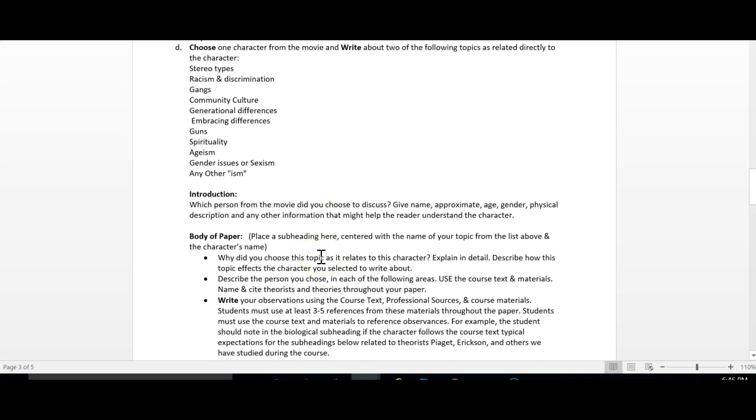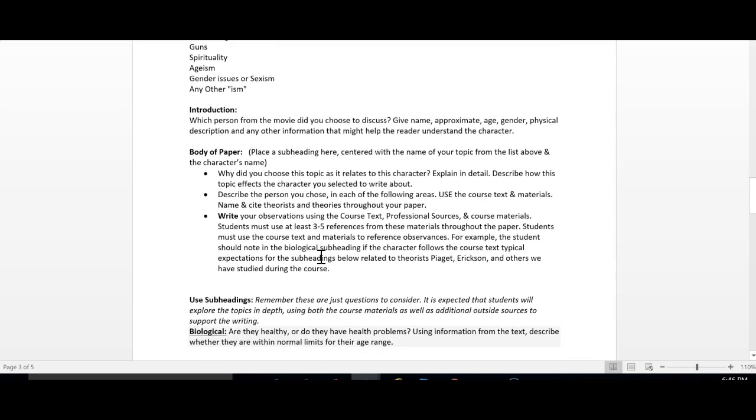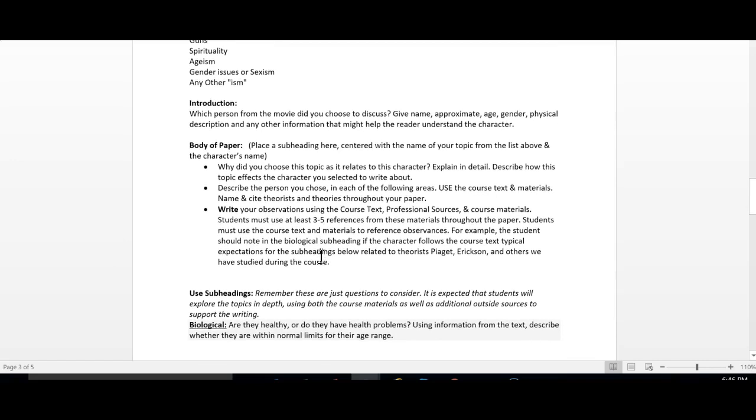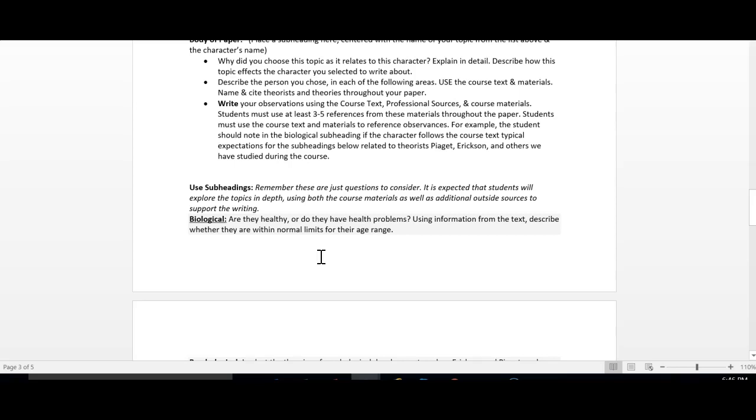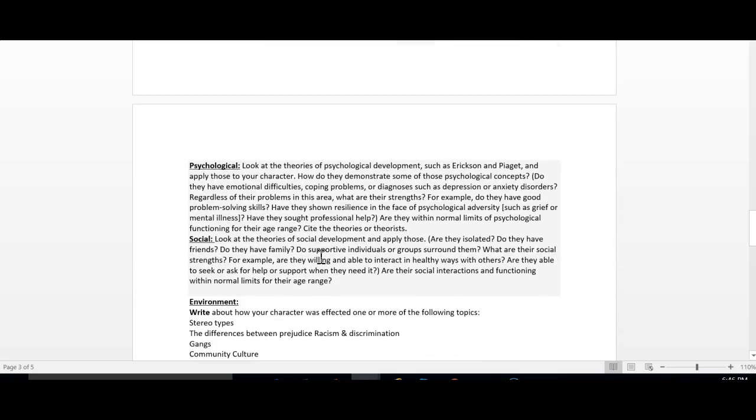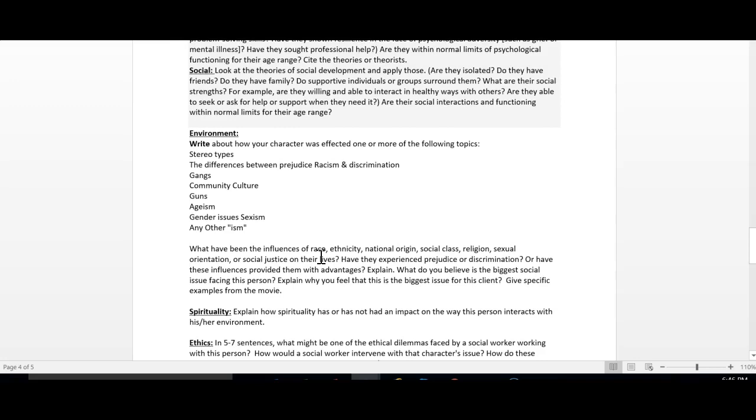offensive. So this is going to ask you which person, introduce the person, and then this is the body of the paper. And then it also asks you to use subheadings for this paper as well. Okay? And it asks you some specific questions, but don't just answer the questions. You need to write it in paragraph form. Both of these options, they must be written in paragraph form, not in lists and not in just responding to the questions. Make it a full written document.